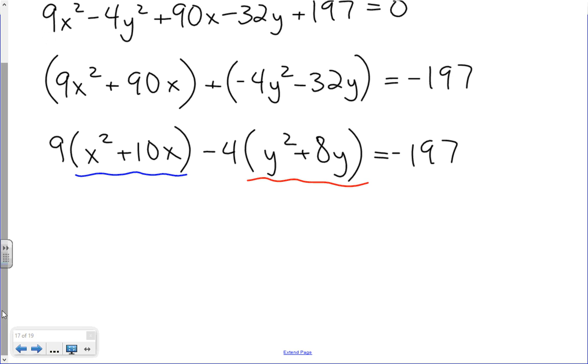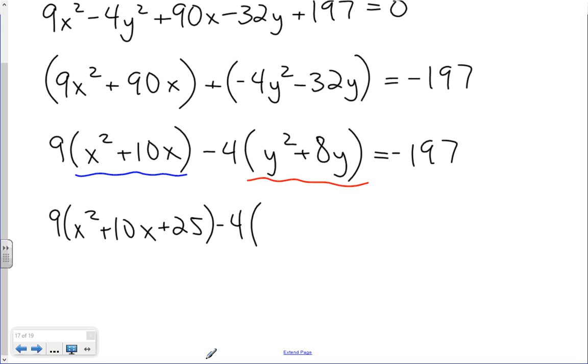I've got 9 times x squared plus 10x, and now I need to know what constant I have to add to this to make this a perfect square. There's only one constant that will work. The way you find that is you take half of this x term coefficient, which is 10. Half of 10 is 5, and square it, which would be 25. That's the magic number I need there to make that a perfect square. Any other value plugged in there for that constant, it's not a perfect square. With 25, it is.